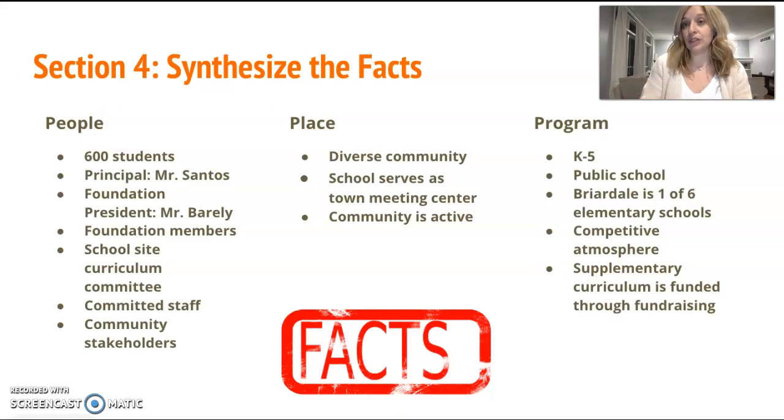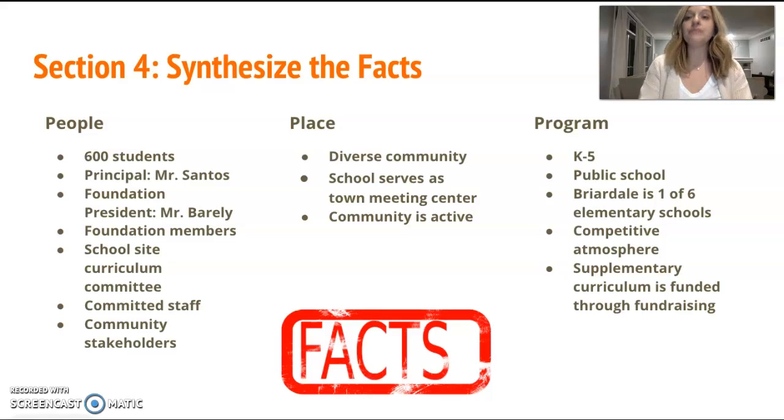There are 600 students that go to Briardale Elementary School. The principal is Mr. Carl Santos, and the foundation president is Mr. Bailey. There are several foundation members who oversee the choices made by the foundation president and give feedback to him. He did present the raffle for cash event to them, and they all agreed upon it. So it wasn't a decision that was forced upon them.